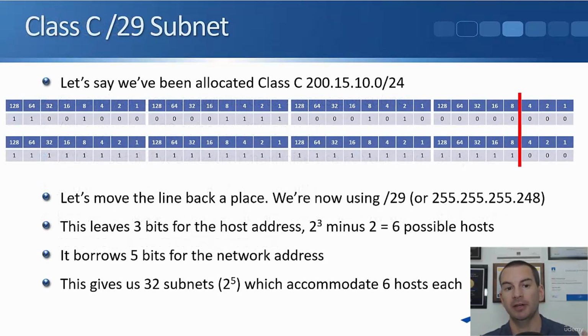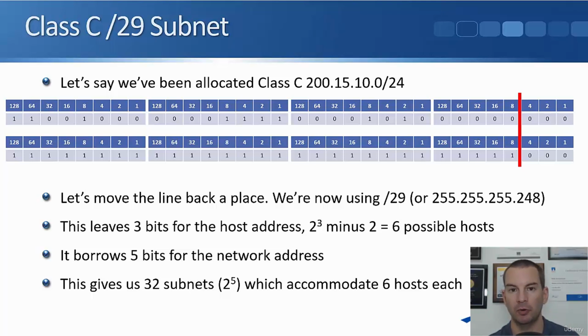Okay, so we covered a /30 and a /31. Next up is a /29. So we're going to move the line back a space again. A /29 in dotted decimal is 255.255.255.248. Again, we get the 248 because it's 128 plus 64 plus 32 plus 16 plus 8 up to where the line is. That leaves 3 bits for the host address. 2 to the power of 3 is 8, minus 2 because of the network address and the broadcast address gives us 6 available host addresses.